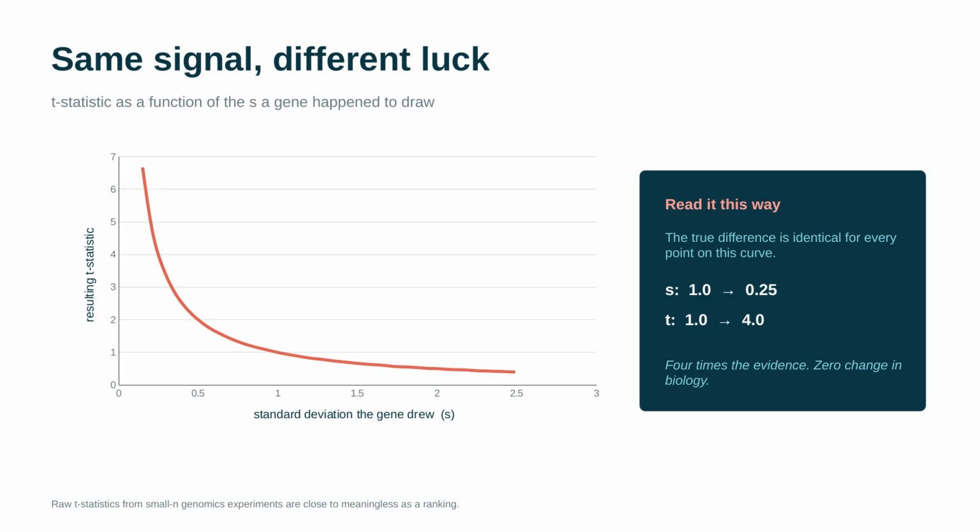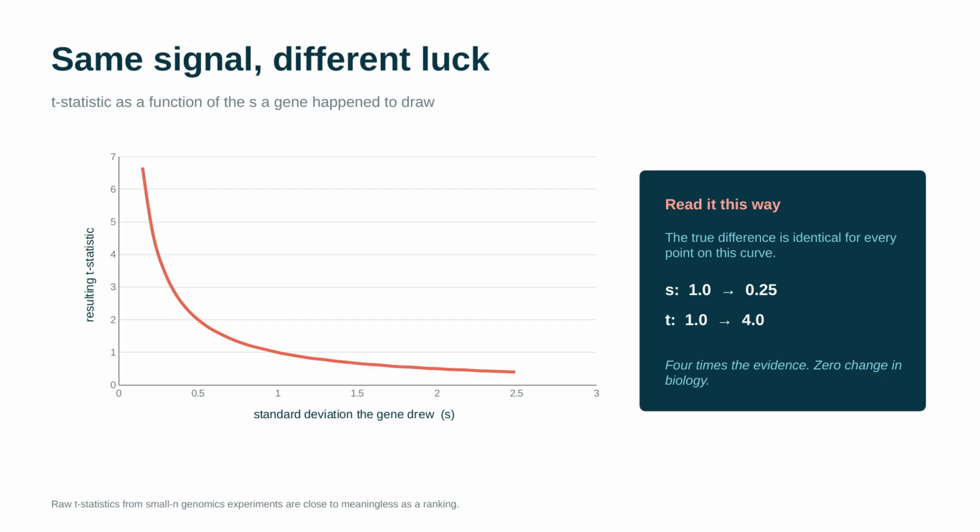On the horizontal axis is the standard deviation a gene happened to get. On the vertical axis is the t-statistic it produces for a fixed, identical true difference. The curve is a hyperbola. As s falls towards 0, t runs away to infinity.